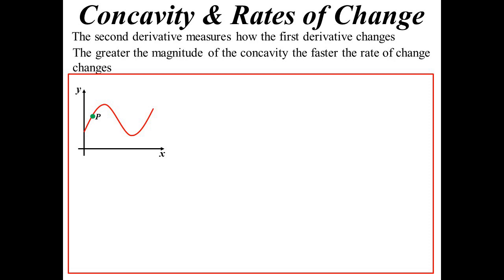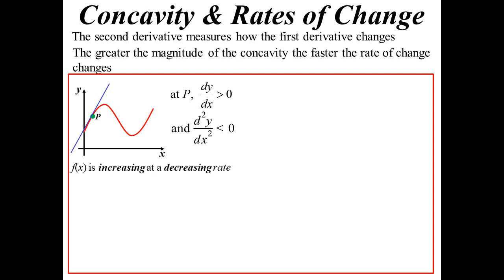On this particular graph, if P was in this position, then we know that the rate of change is positive. It's increasing. But as that point moves further to the right, the steepness of that tangent is going to get less. So therefore, it's increasing at a decreasing rate. This is when the concavity is less than 0. So combine those two together. If the first derivative is positive and the second derivative is negative, then we know that the function is increasing at a decreasing rate.